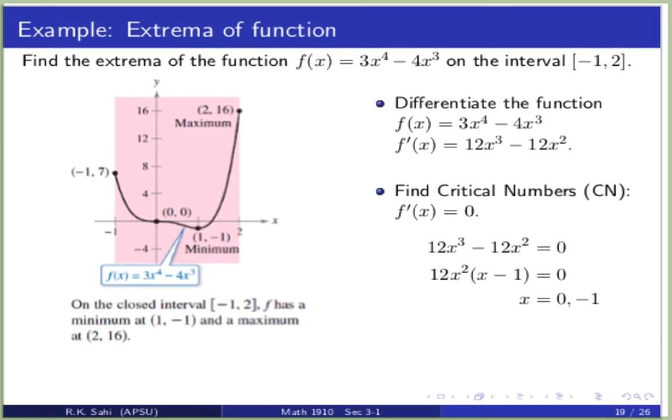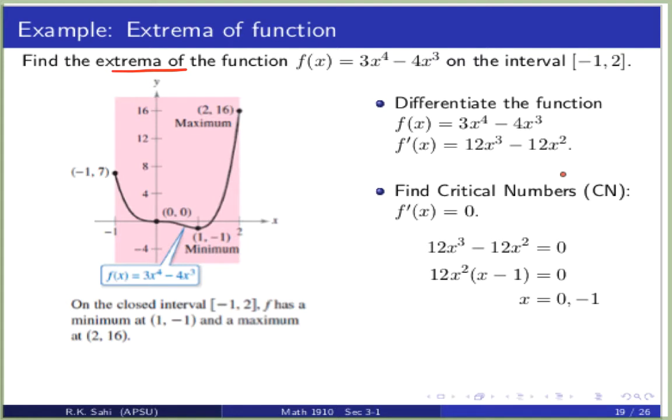In the first example, we would like to find the extrema of this function, which is a polynomial of 4th degree, 3x^4 minus 4x^3, on the closed interval -1 to 2. Remember, the first step is finding the critical numbers. That means you have to differentiate the function. If my function is 3x^4 minus 4x^3, you take the derivative and you get 12x^3 minus 12x^2.